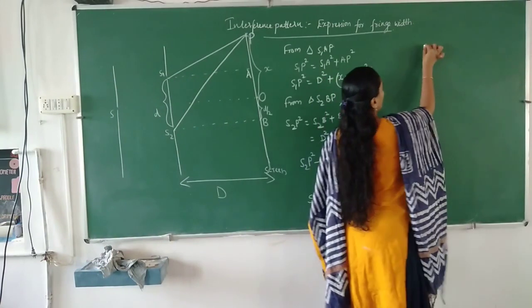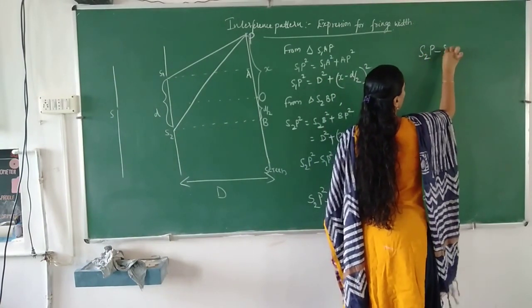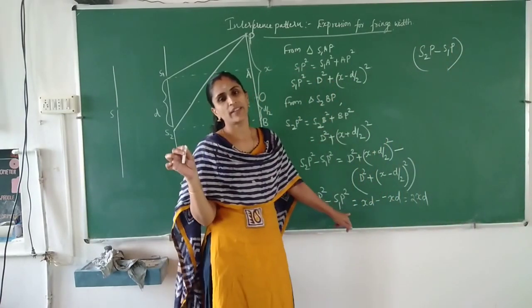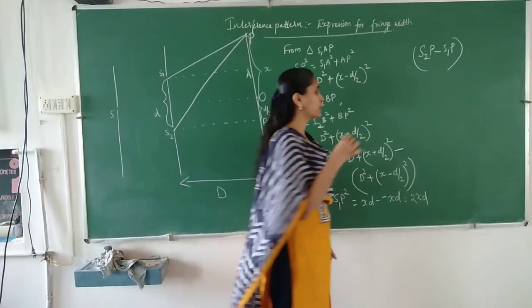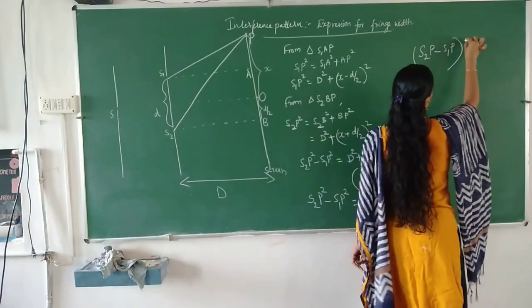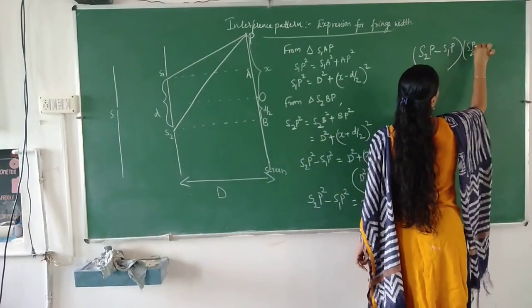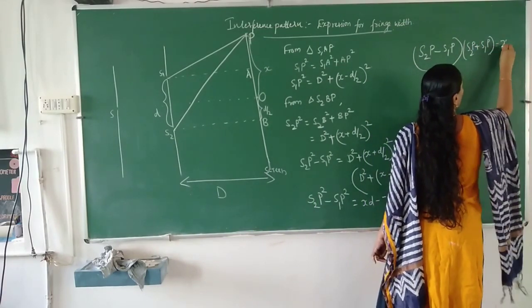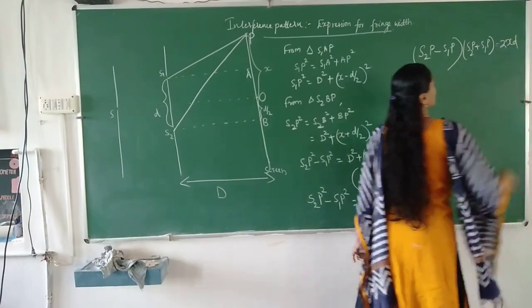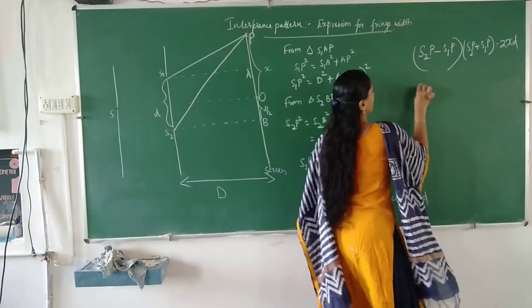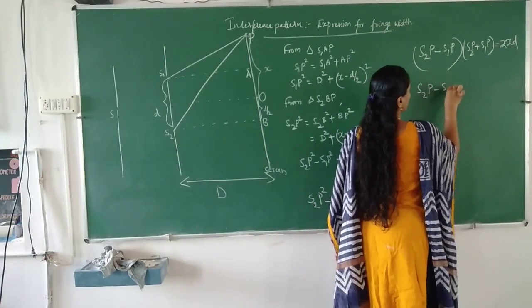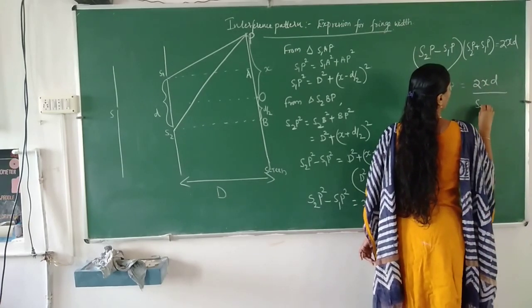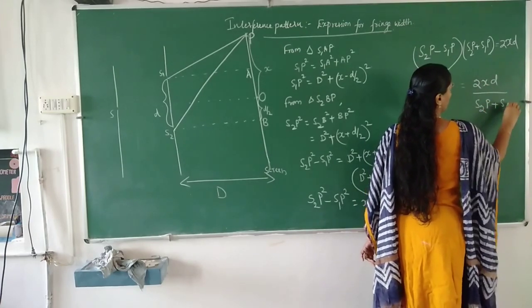Now what we have to find is S2P minus S1P. A square minus B square can be written as (A plus B) into (A minus B). So we can write (S2P minus S1P) into (S2P plus S1P) equal to 2xd, or we can write S2P minus S1P is equal to 2xd by (S2P plus S1P).